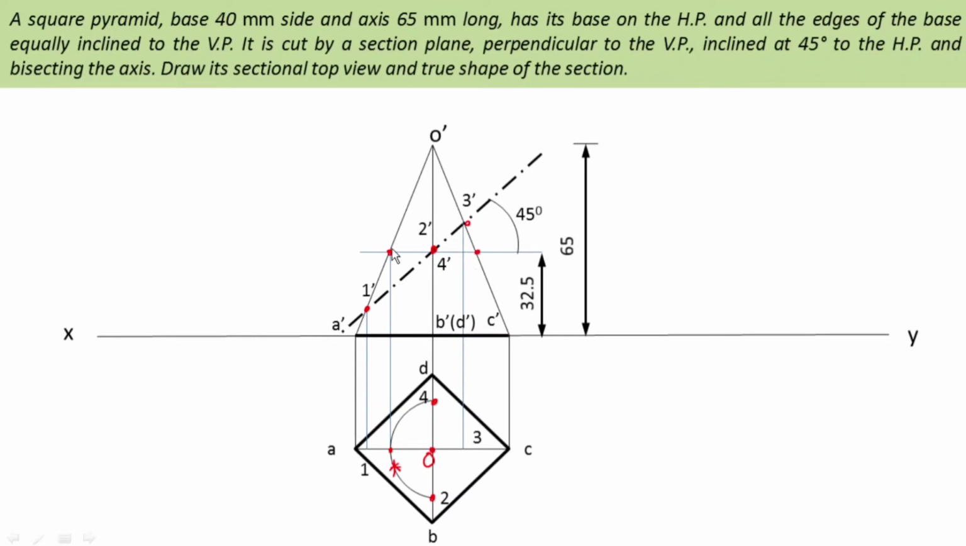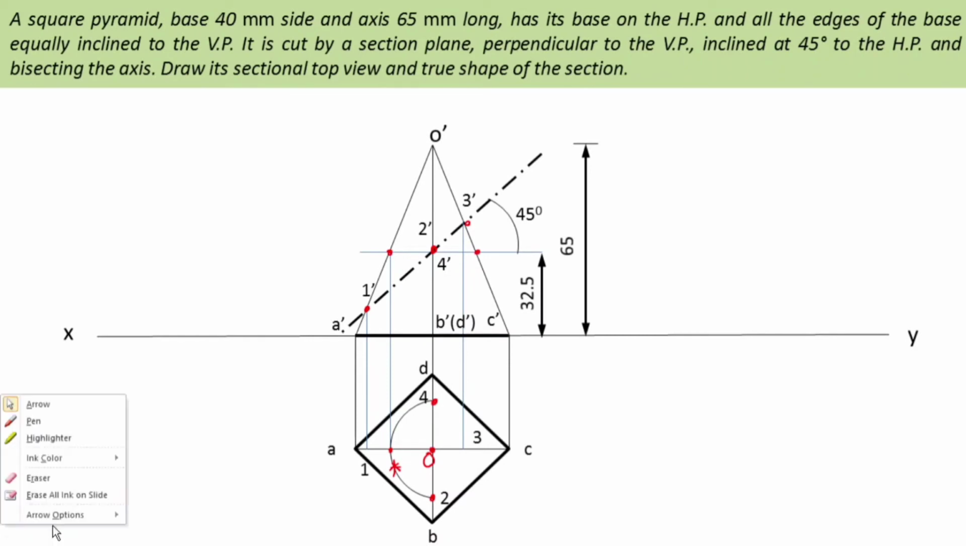Simply draw a horizontal line. It will intersect either here or here, and draw a perpendicular in the downward direction. It will intersect OA at this certain point. This point is O star. Open the radius O star and draw an arc, or you can say a semicircle. It will intersect OD at 4 and OB at 2.